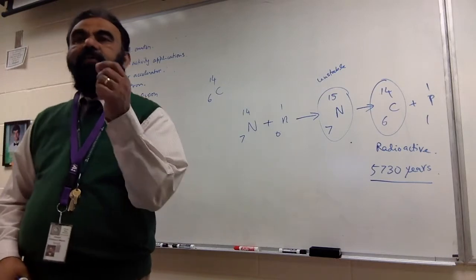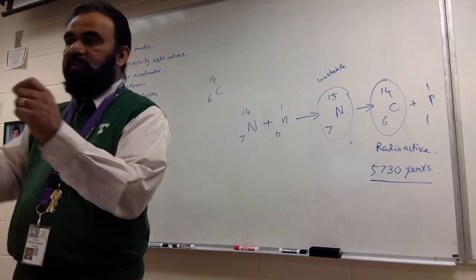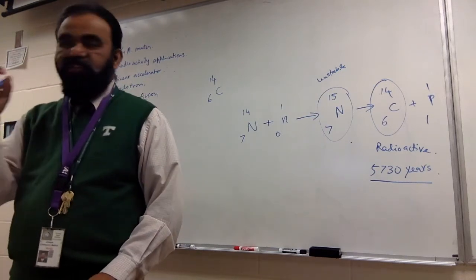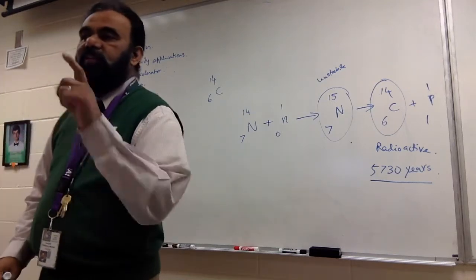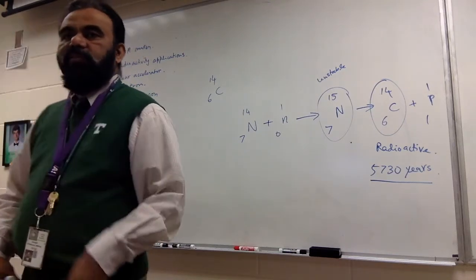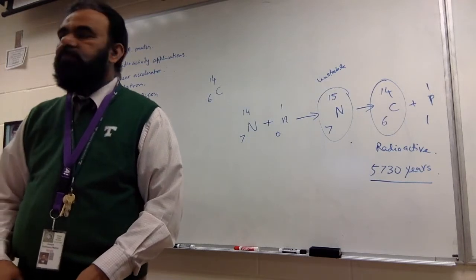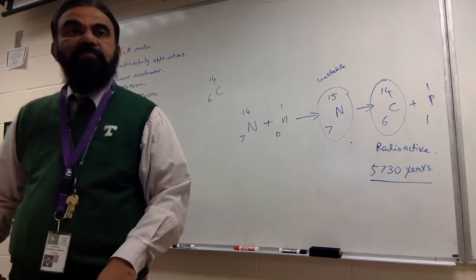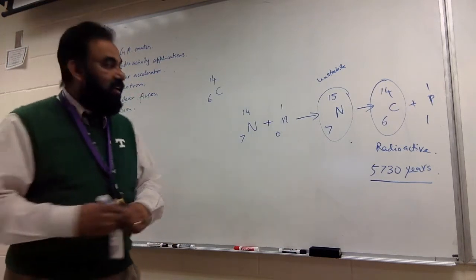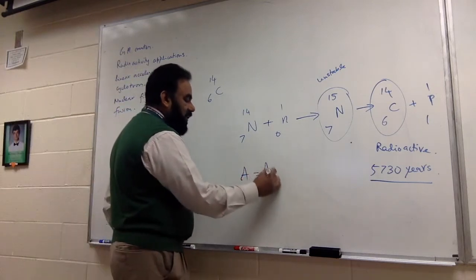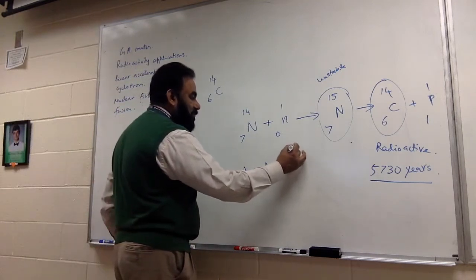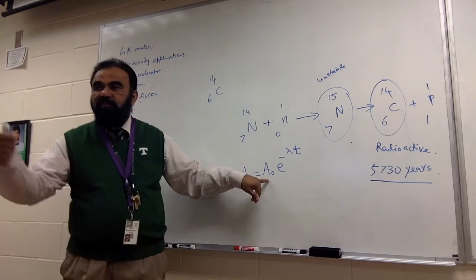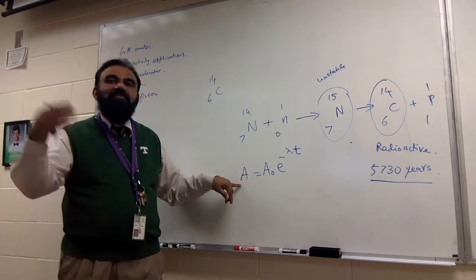For example, if I take 5 grams of fresh bone, a fresh sample of 5 grams, and then check its radioactivity, suppose it's giving out 1,000 radiations per minute, then you check its activity after a period of time, it will drop. And it will drop according to this equation: activity is activity naught e to the power minus lambda t. It will drop according to that equation. This is the fresh activity. This is the activity after a period of time.